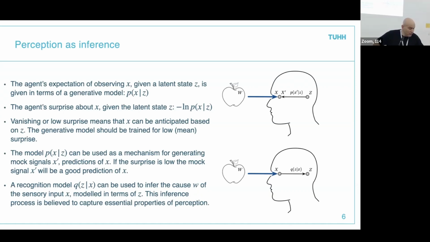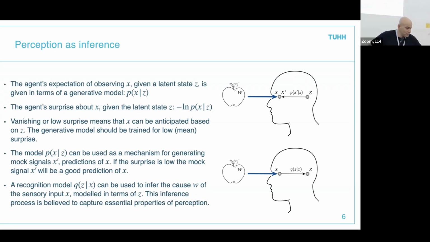It's a subjective expectation. With that expectation, you associate the surprise, which is simply minus the logarithm of that probability of X given Z. Vanishing or low surprise means that X can be anticipated based on Z. The generative model should be trained for low mean surprise. I make a distinction between anticipation and prediction.